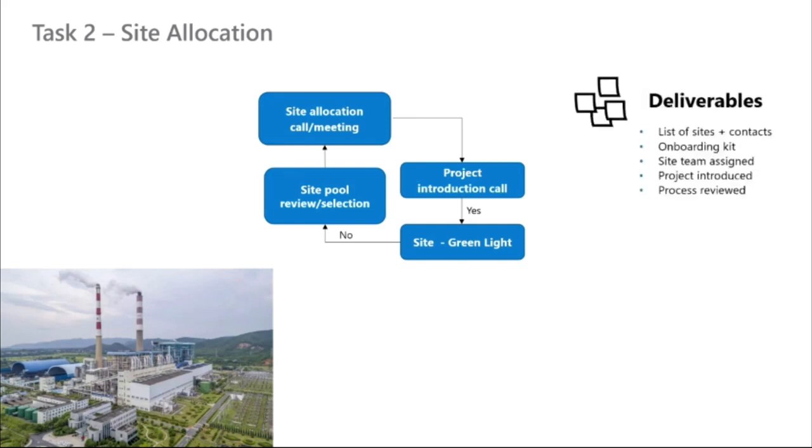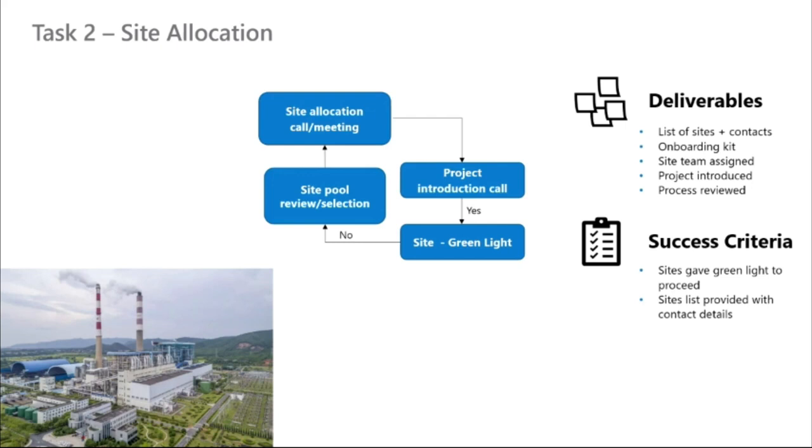So if I had to look at what the deliverables and success criteria are, I would emphasize that a key deliverable is a list of the sites and the contacts in each of the sites, and we need to make sure that those contacts are reachable and are aware that they are a part of this project. We need to create an onboarding kit, how we onboard the site onto this project. We need to have an assigned site team, and we need to introduce this project to the site. The success criteria is quite exemplified as shown here. That the site is committed, we have a green light, and we can go along with it.